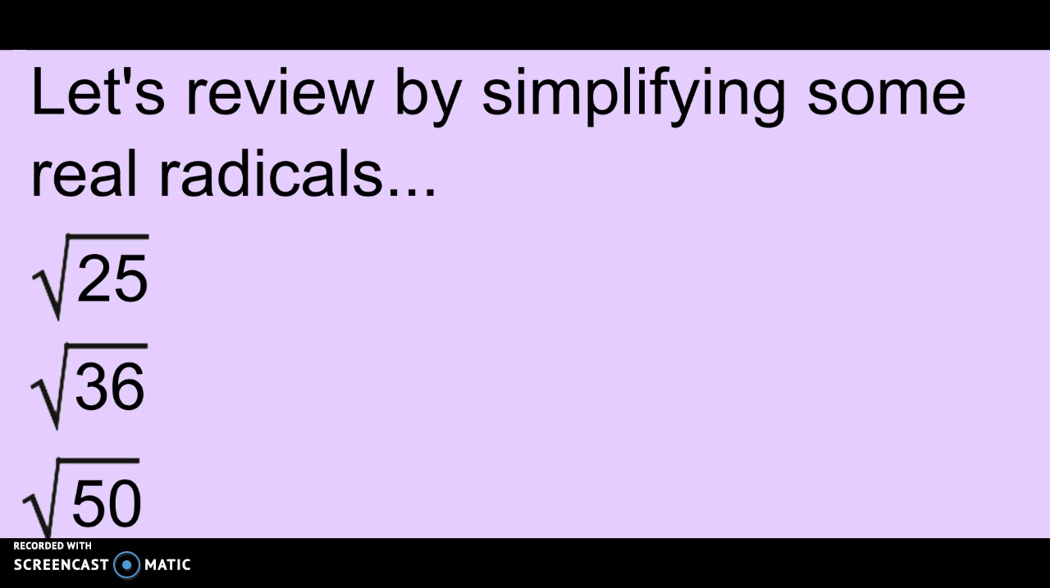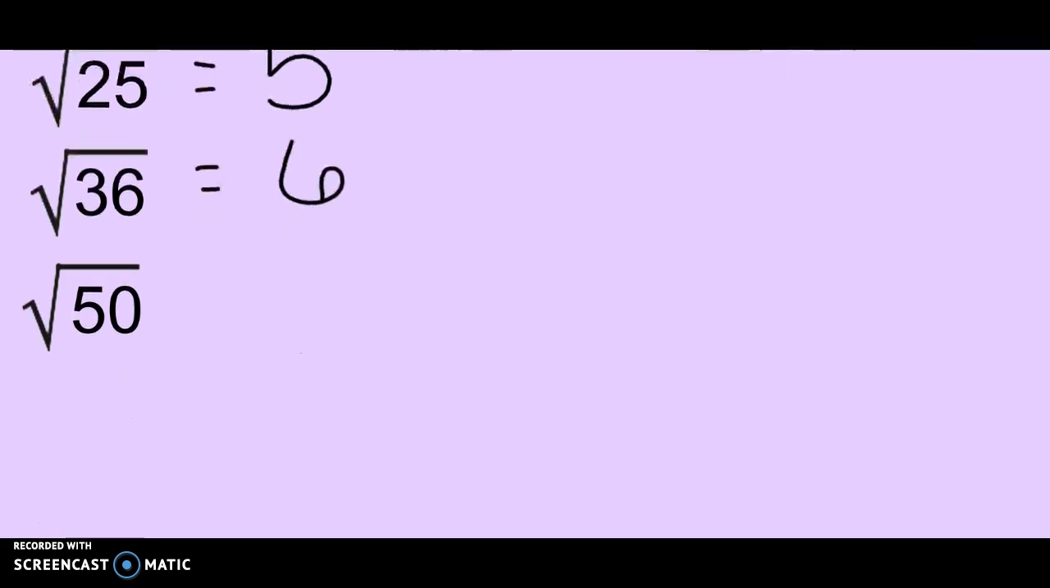Some of these are very easy, and you can just go ahead and remember what they are, or you can put them in your calculator. So the square root of 25 is 5, and the square root of 36 is 6. But when we get down to the square root of 50, we've got to use another little tool. So here's the method that we use.